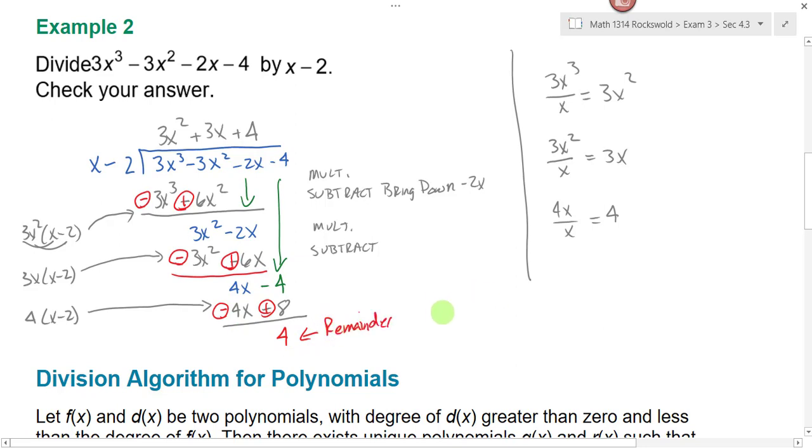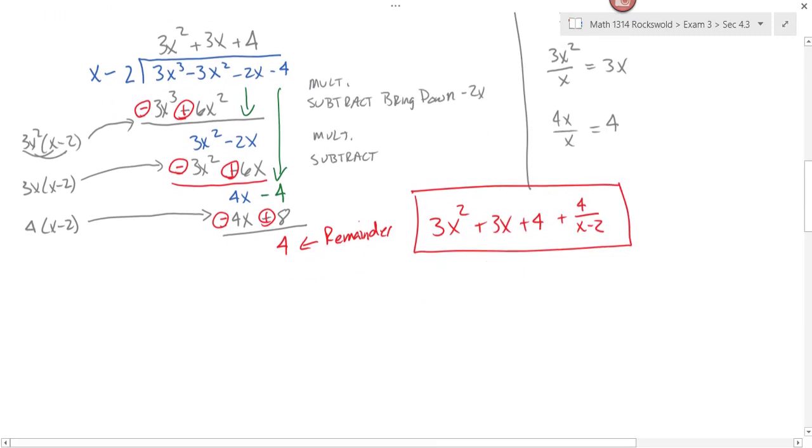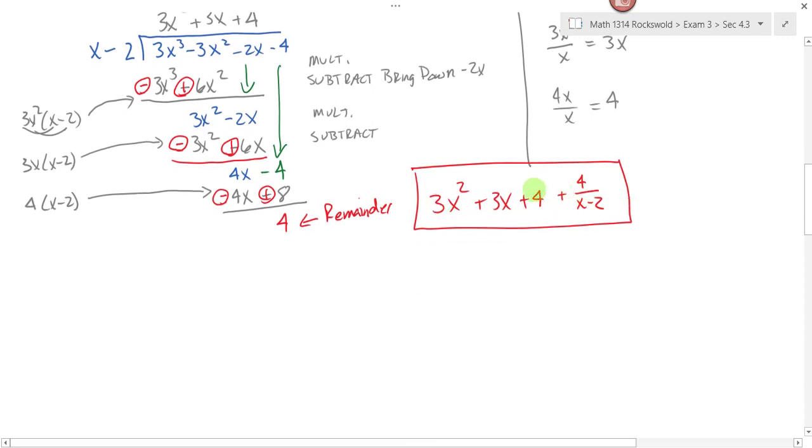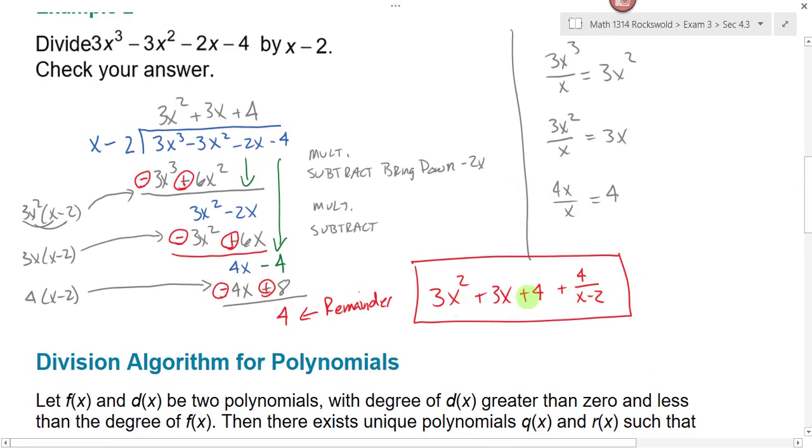So my answer for this would be 3x squared plus 3x plus 4, plus 4 over x minus 2. The 4 is my remainder, this is my quotient, divisor, and dividend. If I were to check this answer, how would I check it? I would take this and multiply it by x minus 2, and I'm not going to take the time to do that. I would multiply my answer by x minus 2, and I have to get my dividend back.